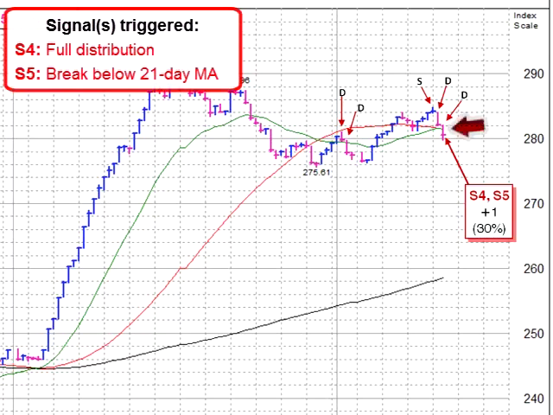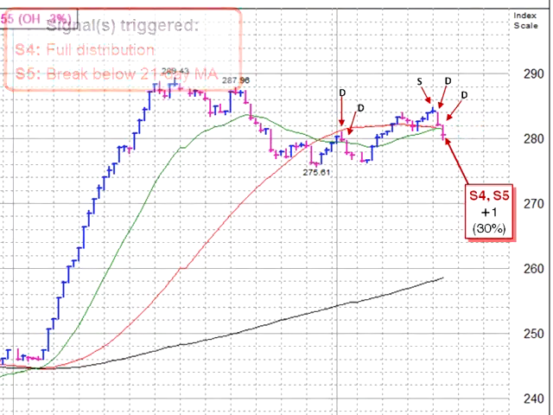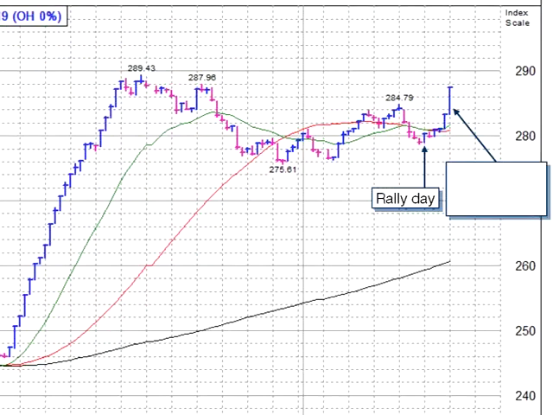So we've got 2 sell signals on this day. So we are backing away, seriously backing away. We're only at a +1 now, which would be 30% exposure.